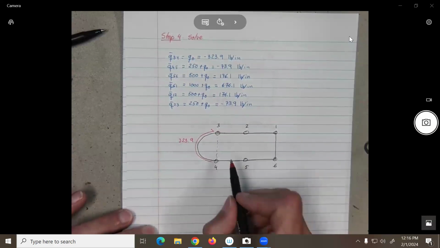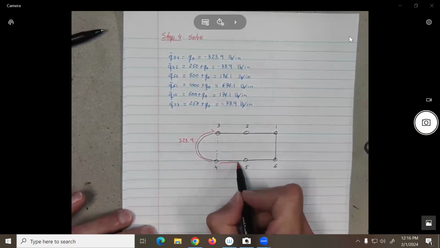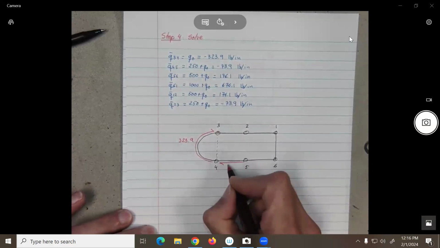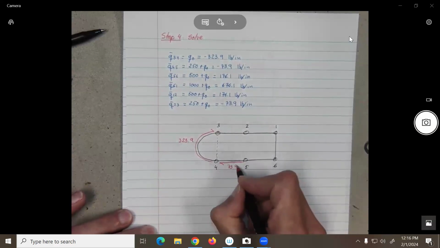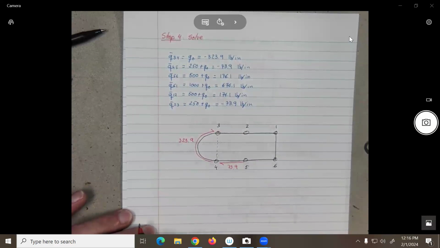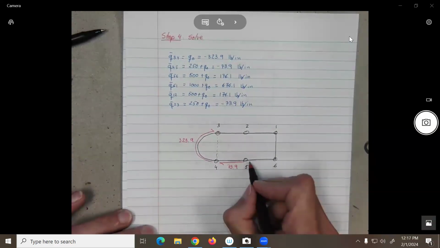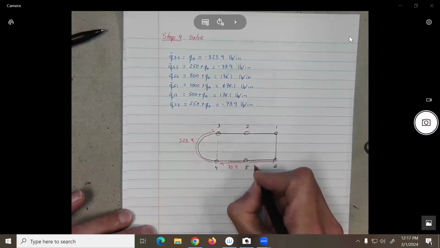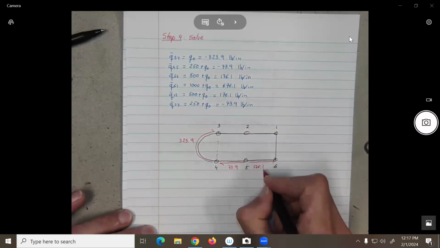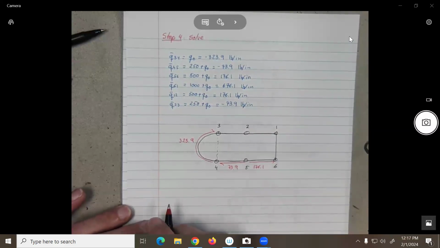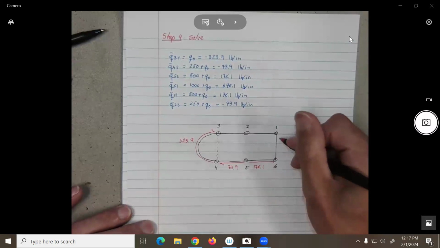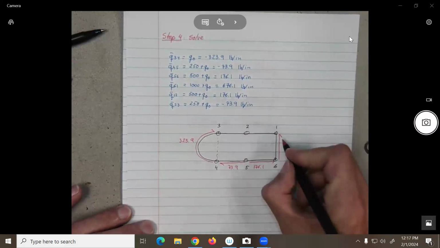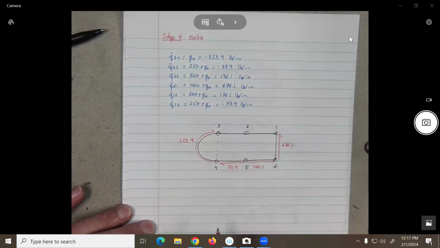Okay, let me go around. Q45, where will it go from and to? From 5 to 4. Q56 is positive, so we'll go from 5 to 6. So 176.1. Q61 is positive, 676.1. Q12 is positive as well.